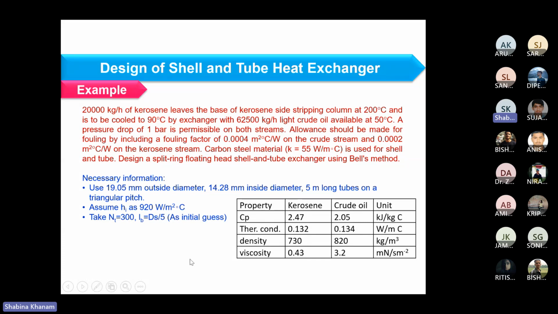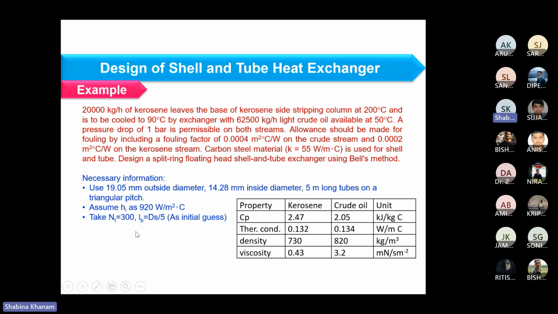If you consider other information which are available, 19.05 OD of the tube and 14.28 ID of the tube, 5-meter long tubes are used with the triangular pitch. So all these information are available in this particular problem. Otherwise, you can also figure out based on the last example which we have considered in Kern's method. Assume HI as 920. So if you see, tube side calculations are already done, and information is already available. So we don't need to proceed for tube side. We will directly proceed for shell side.